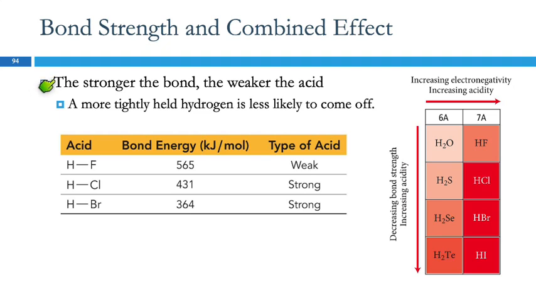So the stronger that bond, the weaker the acid. Because if that hydrogen is held onto very tightly, it's less likely to come off. For an acid to be strong, it has to lose its proton all the time, always. And so this is where strong and weak can get a little bit confusing. It's like, okay, well, if the bond is strong, then the acid is weak. Backwards.